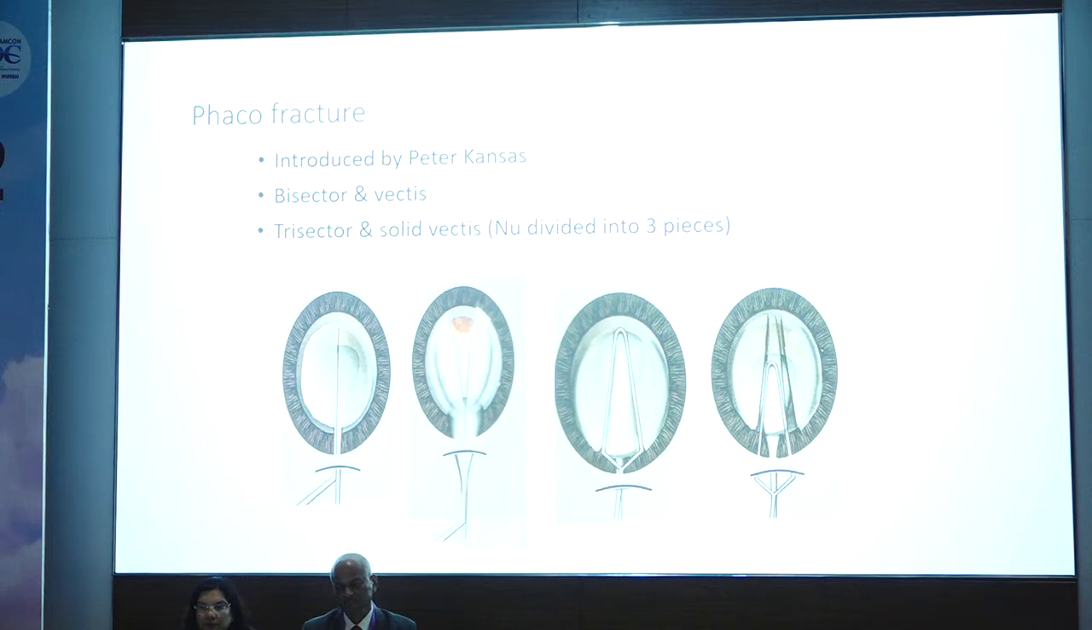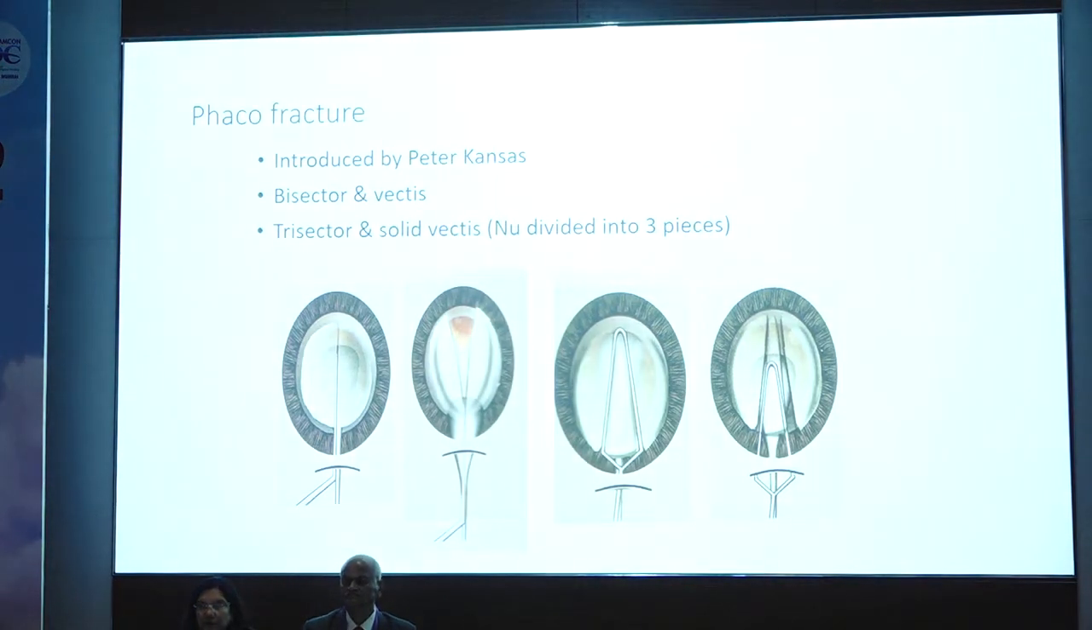Peter Kansas again in the late 1980s, where there was a bisector or a trisector, which would divide the nucleus into two pieces. So the bisector would chop it into two. A trisector will make it into three. The trisector was easier because the resultant pieces are now three pieces, and we can remove them by McPherson one by one. But again, if it is a very big nucleus, the trisector on top, the platform below can make it very difficult.